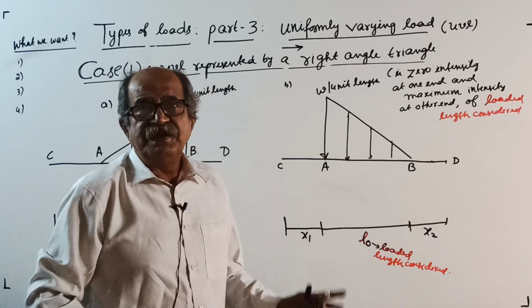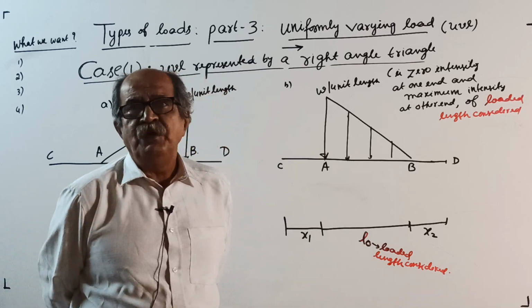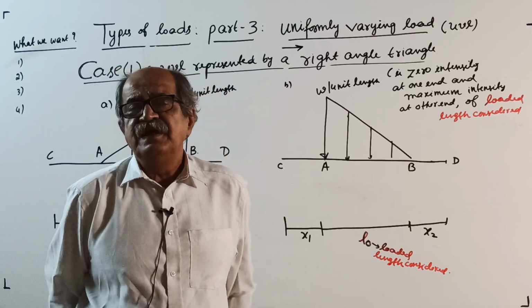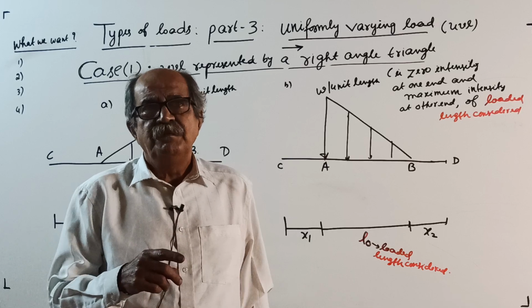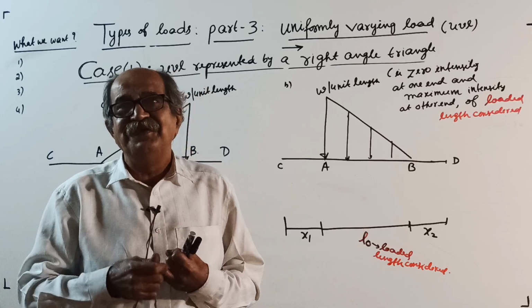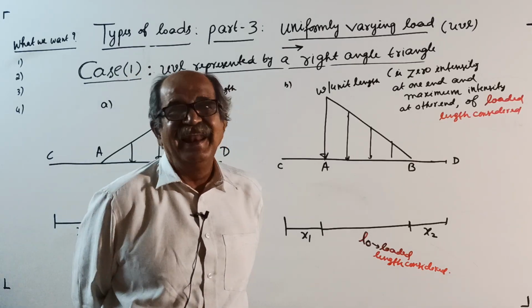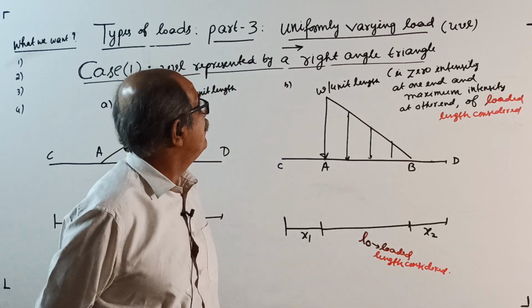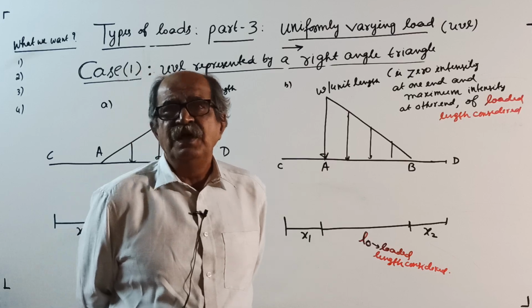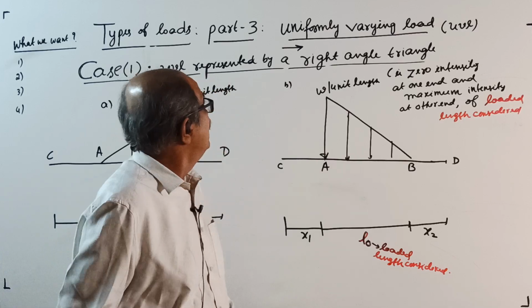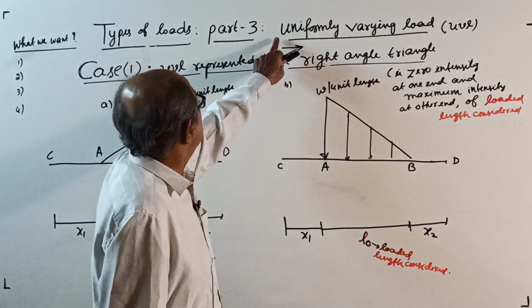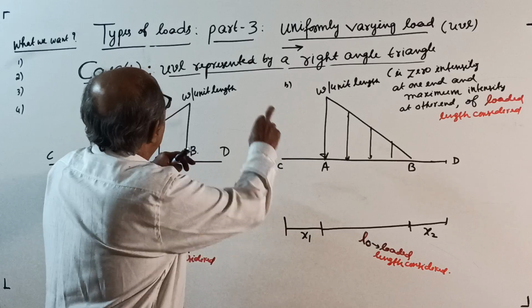I will dictate, so leave no space. Uniformly varying load, or in short form UVL, can be represented either by a triangle or by a trapezium. Now, further you write: when we consider uniformly varying load represented by a triangle, there are 3 cases. You should write this, I am not dictating.